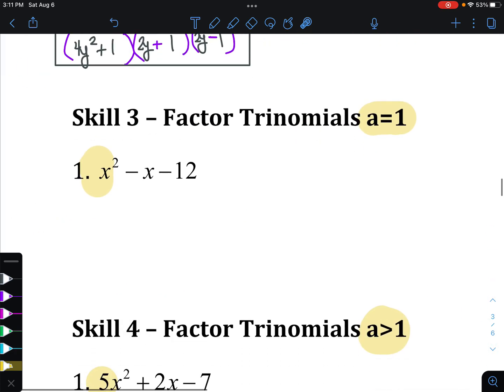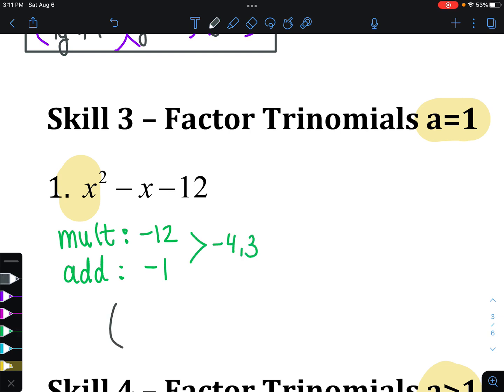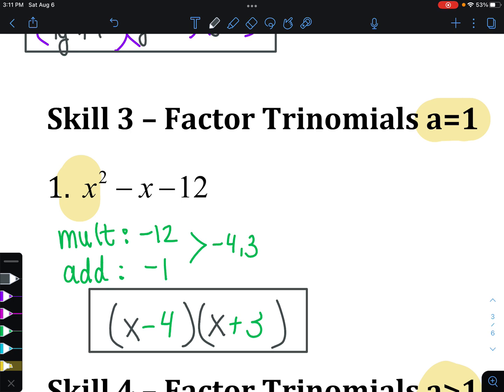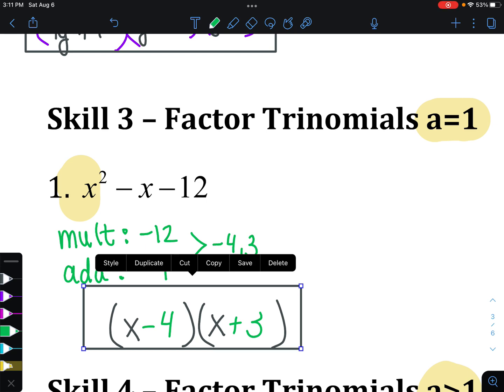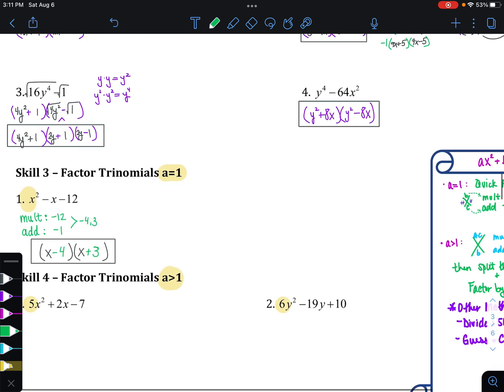So really quickly over here, if we're thinking of 2 numbers that multiply to c, which is negative 12, and add to b, which in this case is negative 1, those 2 numbers are going to be negative 4 and 3. So those 2 numbers are the numbers we put in our factors. So x and x, and this will be x minus 4, x plus 3, right? So here we have our factors. This is hopefully really fresh in your brain, or you found this to be pretty easy after learning it.